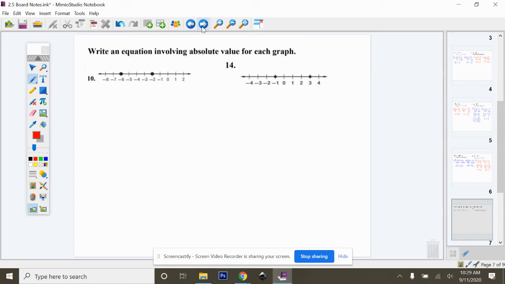Now this is the opposite. I have been given the graph and I am asked to find an absolute value equation. So we're going to write the equation. To write the equation, you actually need to find the middle.